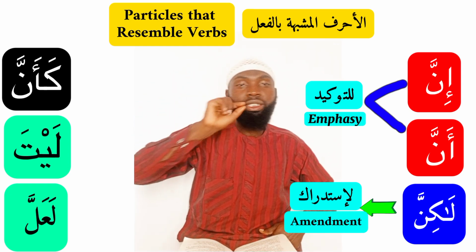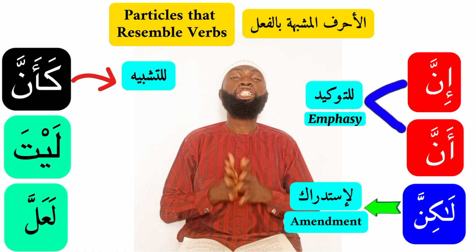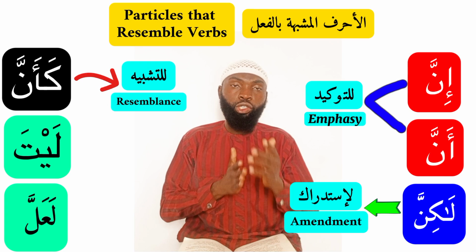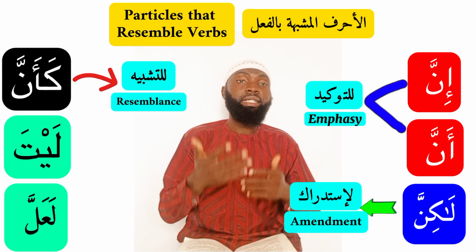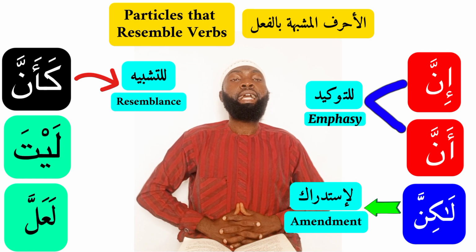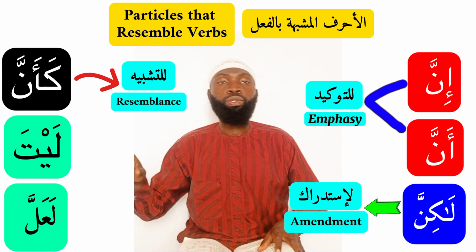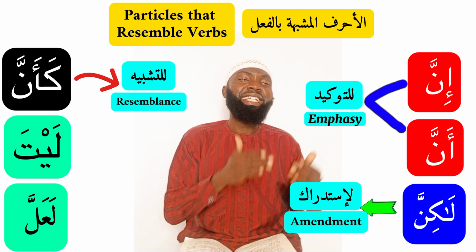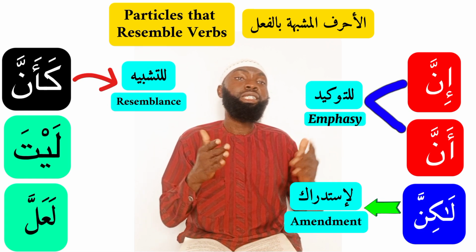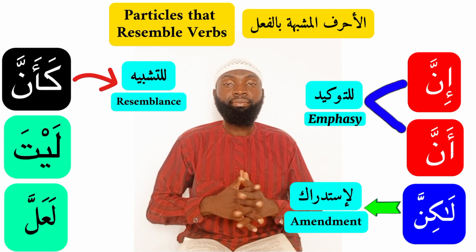Now the word ka'anna, it is used for tashbih, which means simile. Do you understand? To make something similar to another, to say that something is similar. Like when I say ka'anna Muhammadan Abbasun, as if Muhammad is Abbas. So you're trying to draw a line of familiarity and similitude between Abbas and Muhammad.